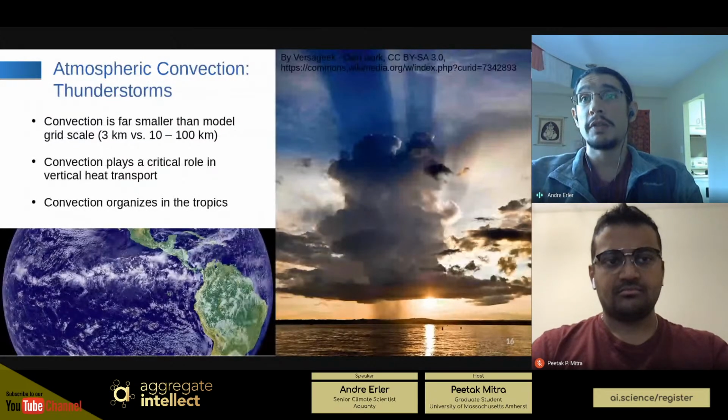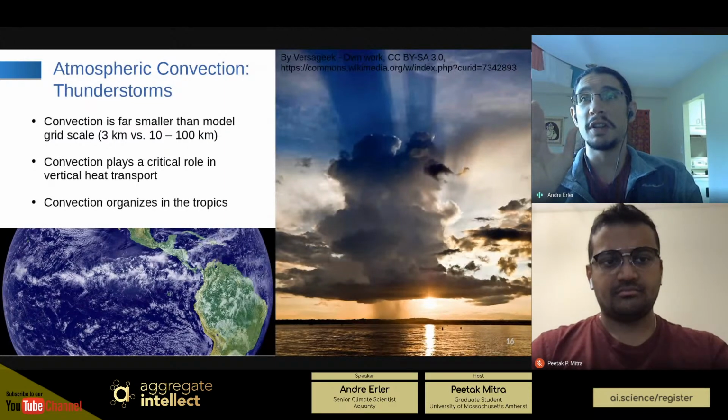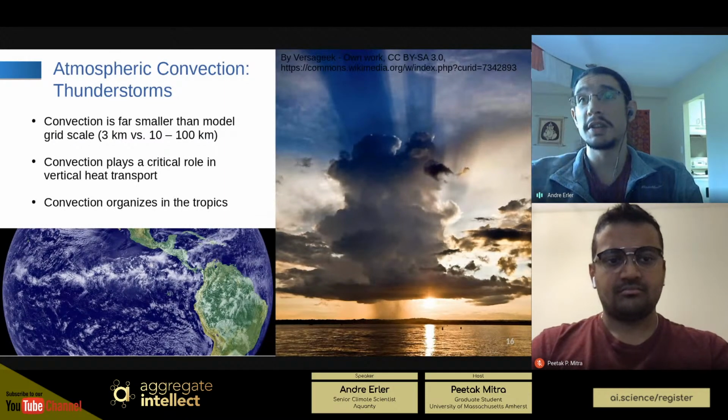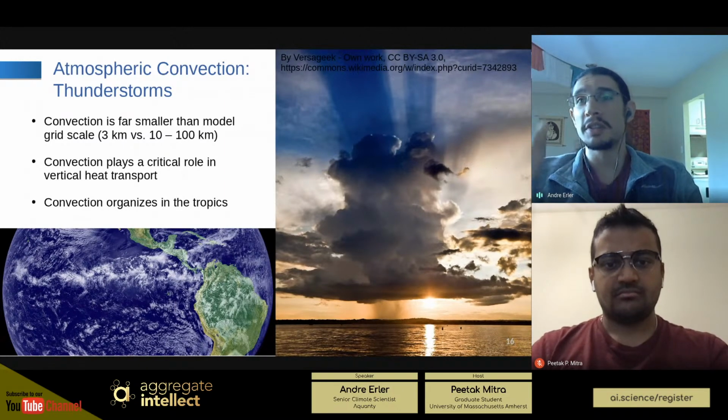So convection is, for example, one of these subgrid scale processes. But convection has been a challenge for a long time because it is very complicated. You can see the thunderstorm cloud here on the right-hand side. This is much smaller than a grid point in a climate model. It's about the size of a grid point in a weather model, right?